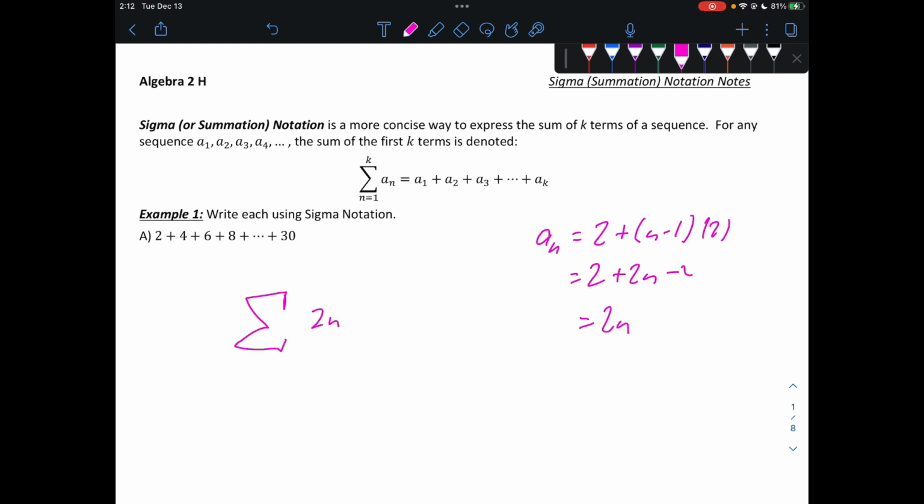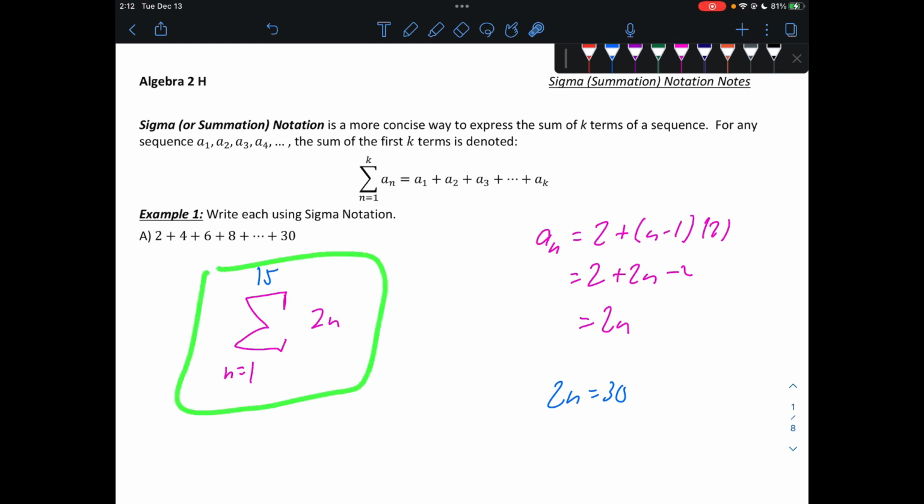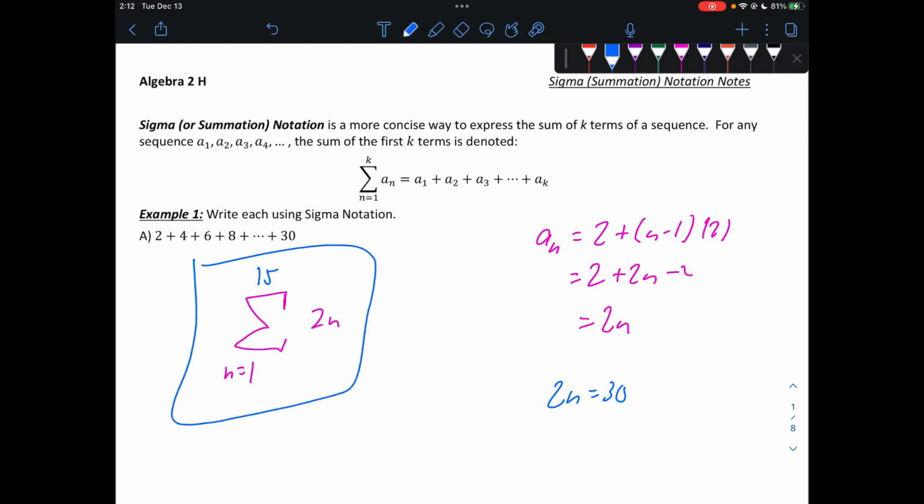So what do we put in there to get the first term? That would just be 1, n equals 1. What do we put in to get the last term? If you don't know it by looking at it, you can always write this equation out, 2n equals 30, and that would give you 15. But for this one, you probably knew that if you put 15 in here, you get 30 back. So there is our summation notation for this first problem.